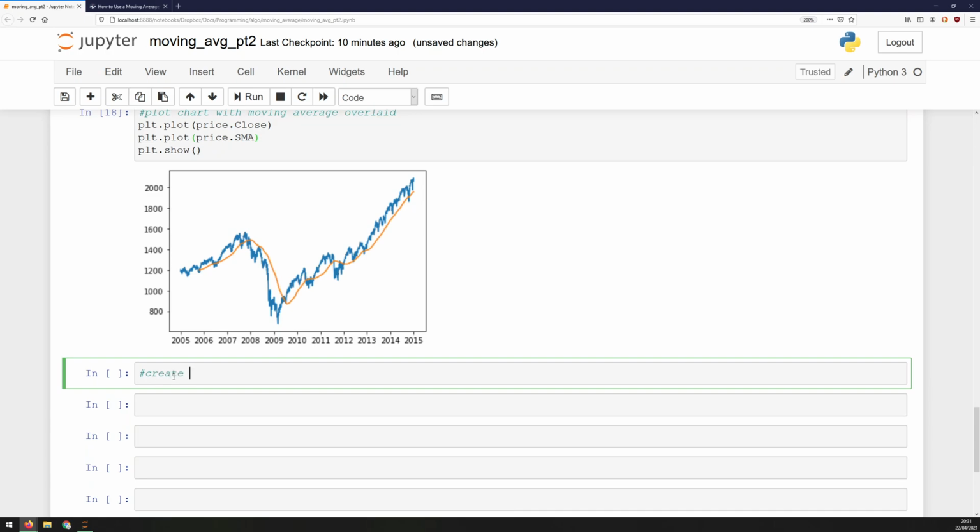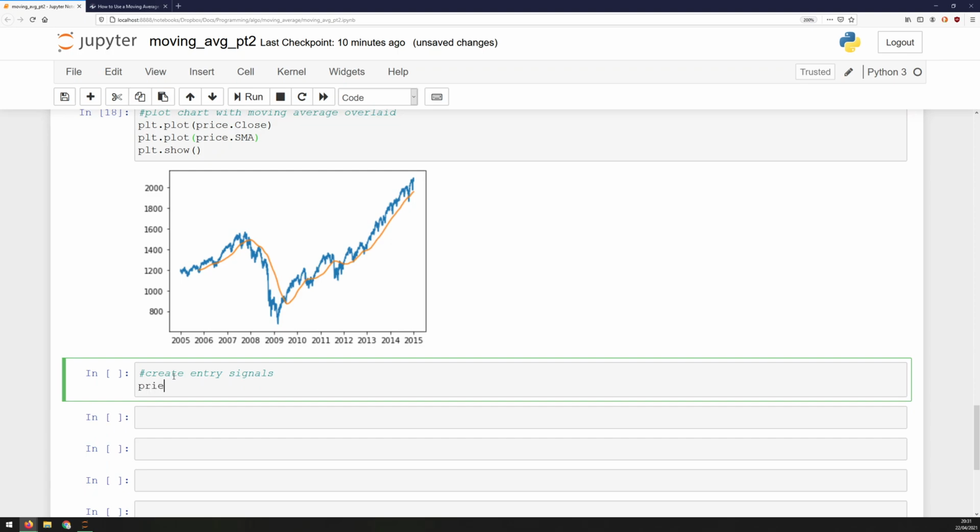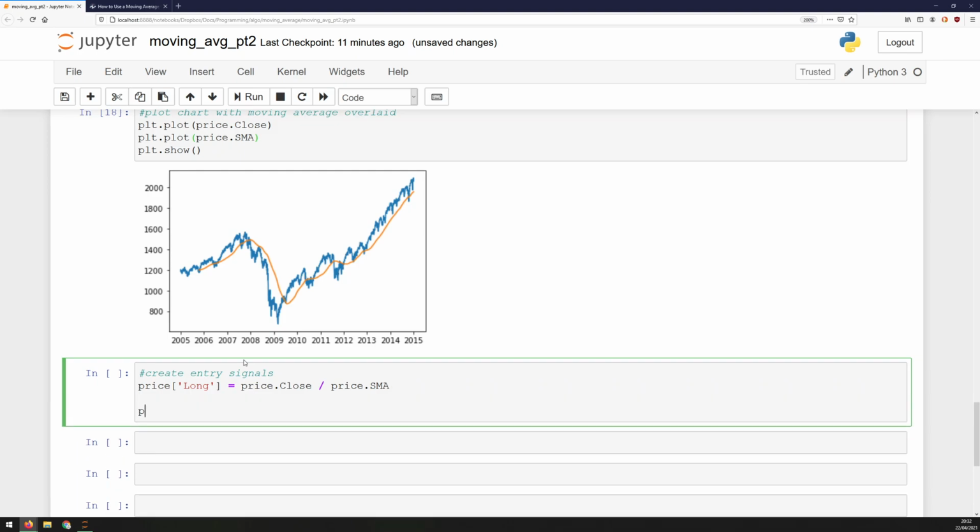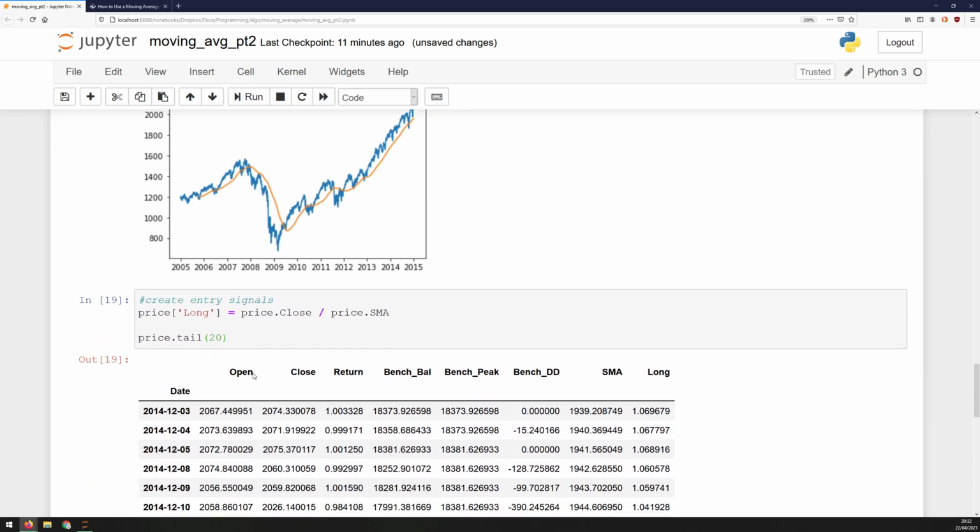So we'll say create entry signals. I'll call the data frame price, and then I'll call this column long. So long is just going to be whenever I am in the market. This one is essentially saying that whenever the price is above the moving average, that means that it's crossed over it, so we're in the market. So I just say price.close divided by price.sma. Now again, let's output some of this data and see what it actually looks like. So let's say price.tail, let's output 20 rows just to get a bit more information.